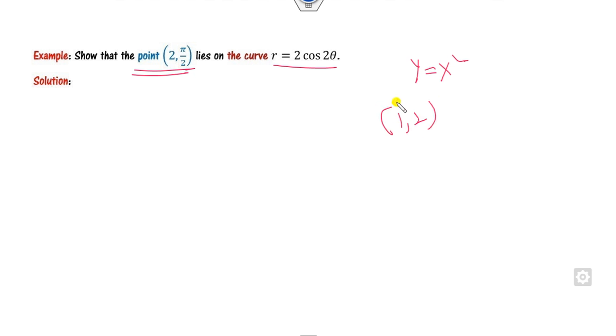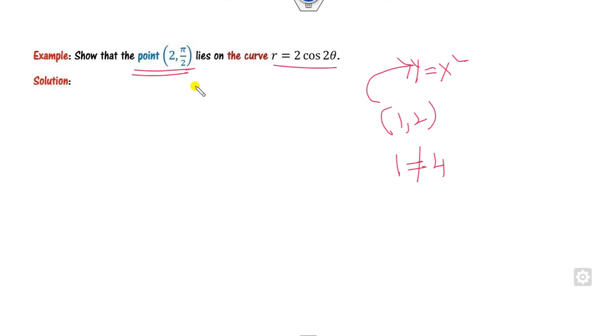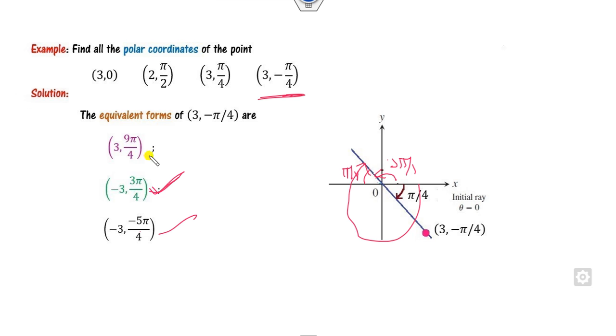How can you say that in the Cartesian coordinates? You can substitute this point here. You can see 1 is not equal to 4. So then this point does not lie on the curve. But this is not true. We all know there are infinitely many coordinates corresponding to the same point. Look at this example: there are several coordinates for this single point.